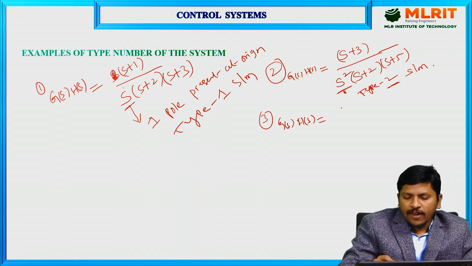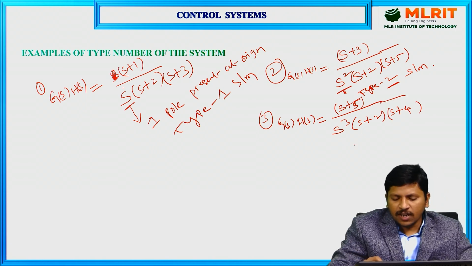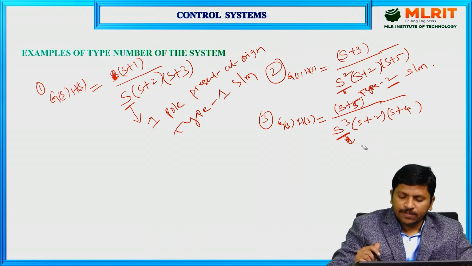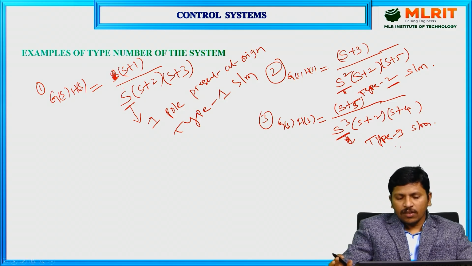The next example: G of s into H of s equals s plus 5 divided by s cube into s plus 2 into s plus 4. The number of poles present at the origin is 3, so the type number is 3. Type 3 system. Like that, we can calculate the type number of any system.